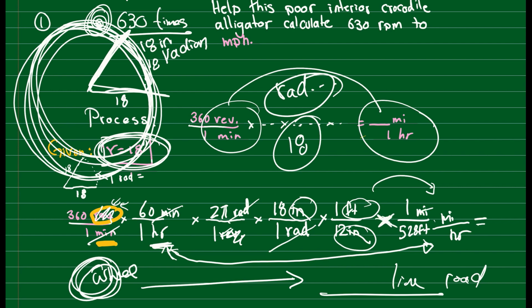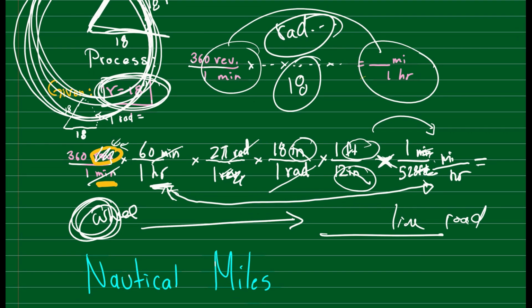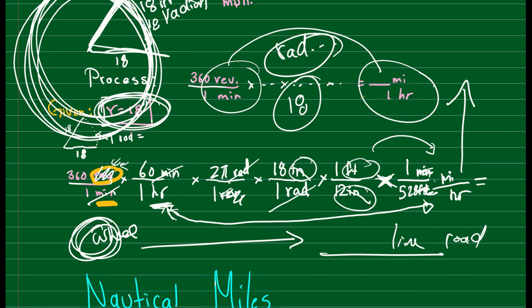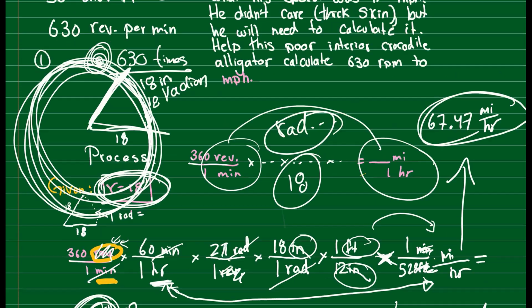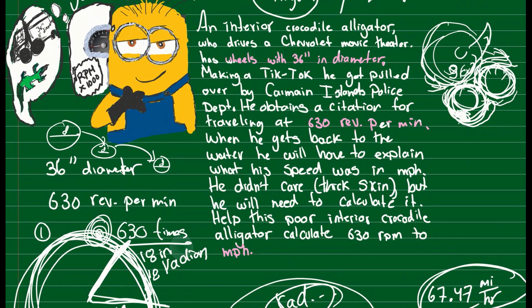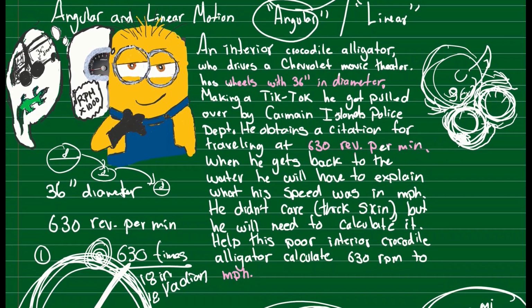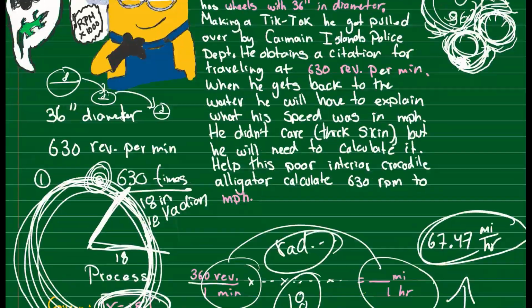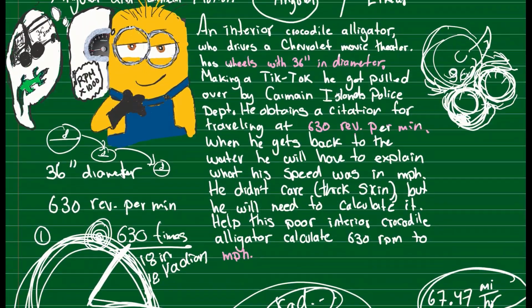is equal to 67. Oh, there's not more space. 67.47 miles per hour. That was the speed of Mr. Crocodile Alligator. 67.47 miles per hour.